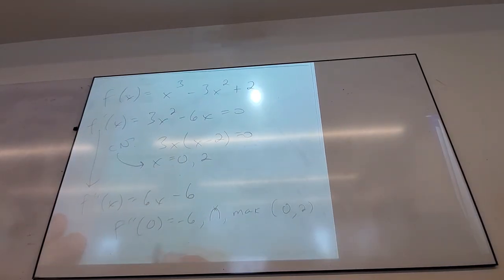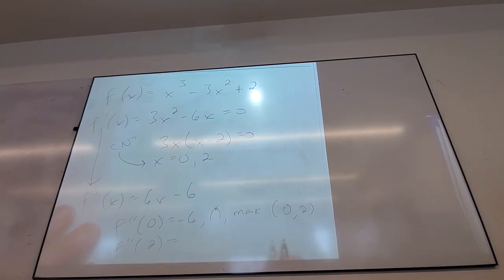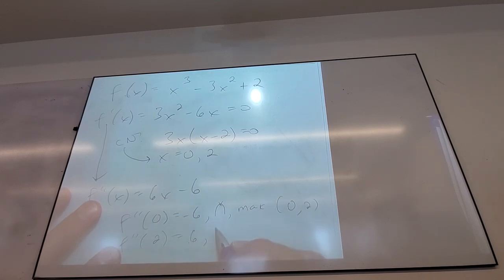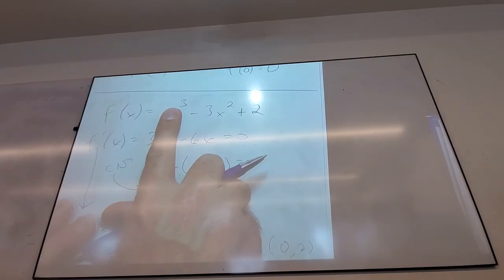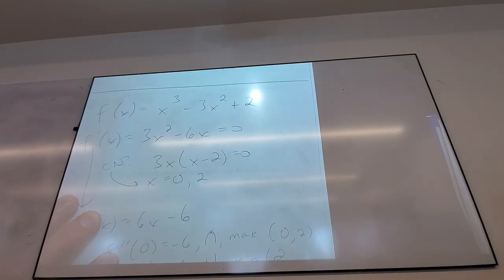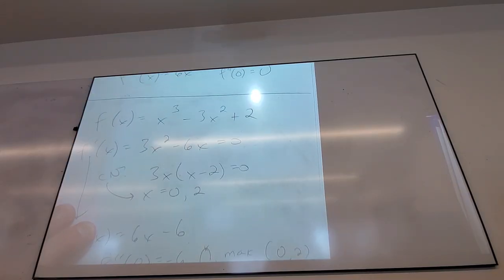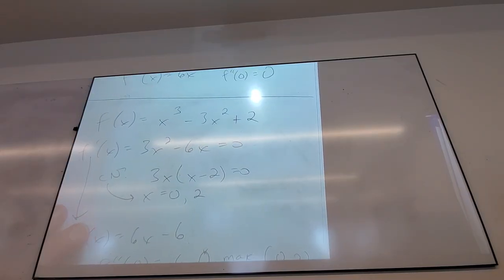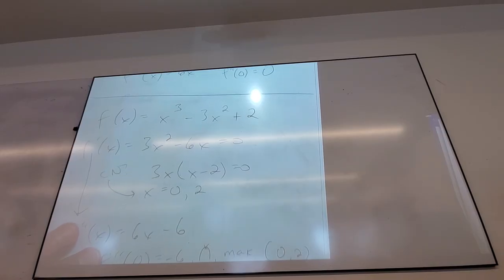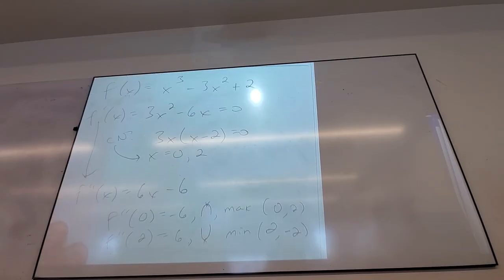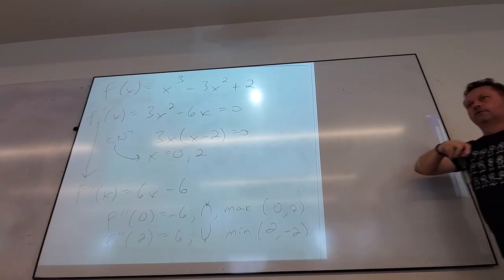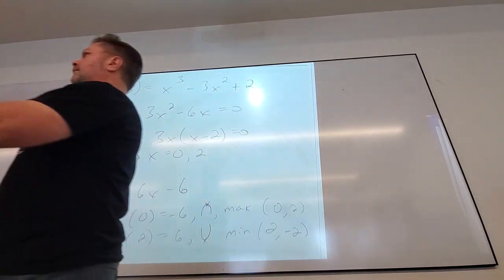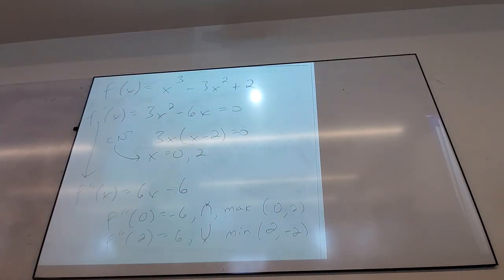What's f double prime of the other critical number? 12 minus 6 is positive 6, that means it opens up, it's concave up, so I have a min at 2, negative 2. Good. How do you guys feel about that? That's actually really kind of nifty.